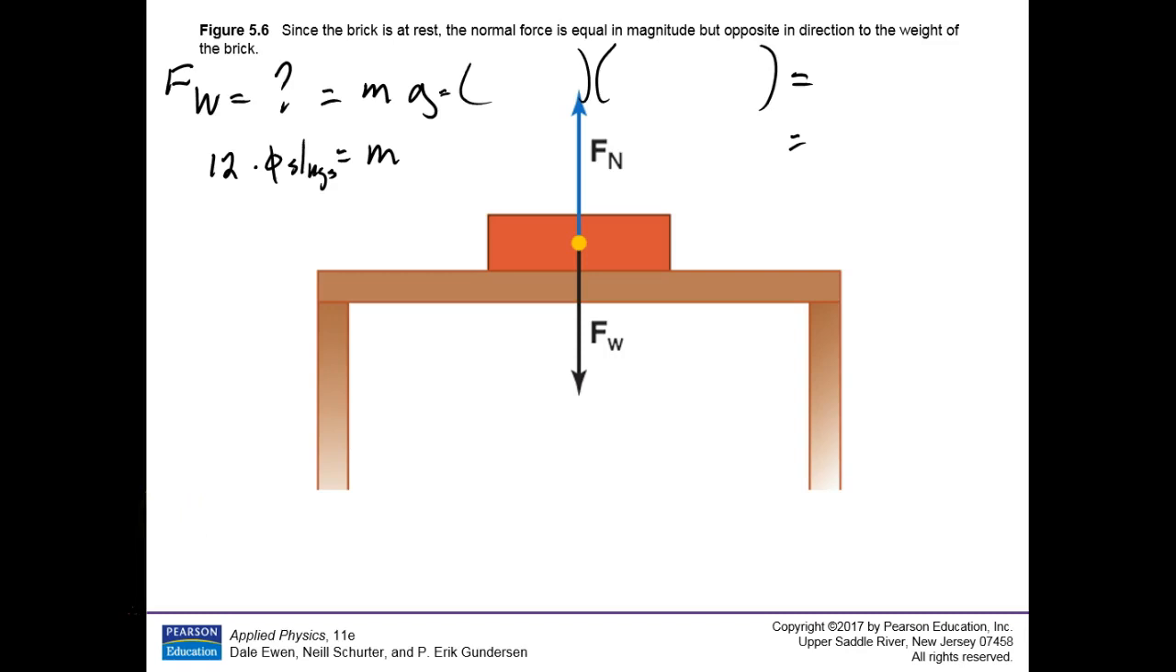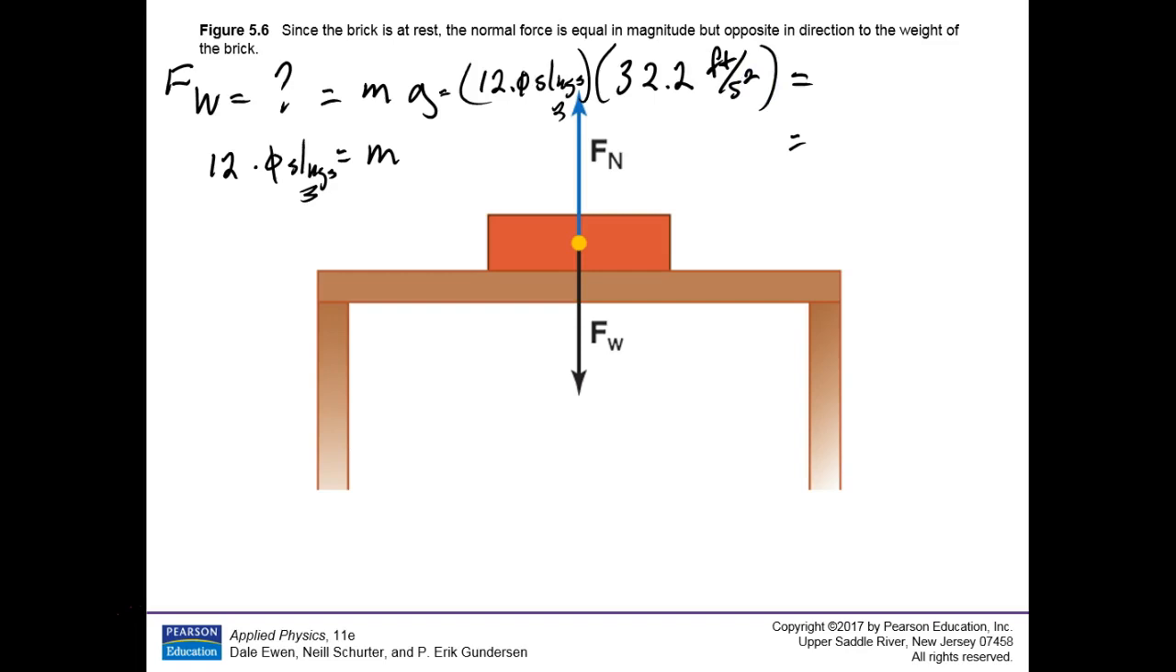The formula is still M times G. M is 12.0 slugs. And what is G? In what system is slugs measured? U.S. customary. Okay? And what is the acceleration due to gravity in the U.S. customary system? Also on the top of page 129. 32.2, what units? Feet per second squared. Always has to be a length per time, feet per second squared.